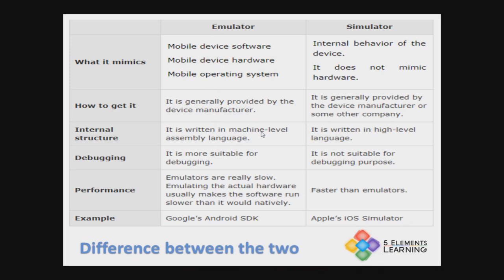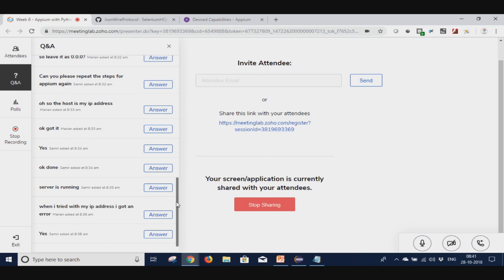Performance-wise, emulators are relatively slow, whereas simulators are very much faster. An example of an emulator is the Google Android SDK, and an example of a simulator is the Apple iOS simulator. So these are the two entities which you basically create. Effectively, you are creating your virtual devices. So you create an emulator for your Android device, and if you are trying it for iOS, you are creating a simulator. Is this clear? Any questions?